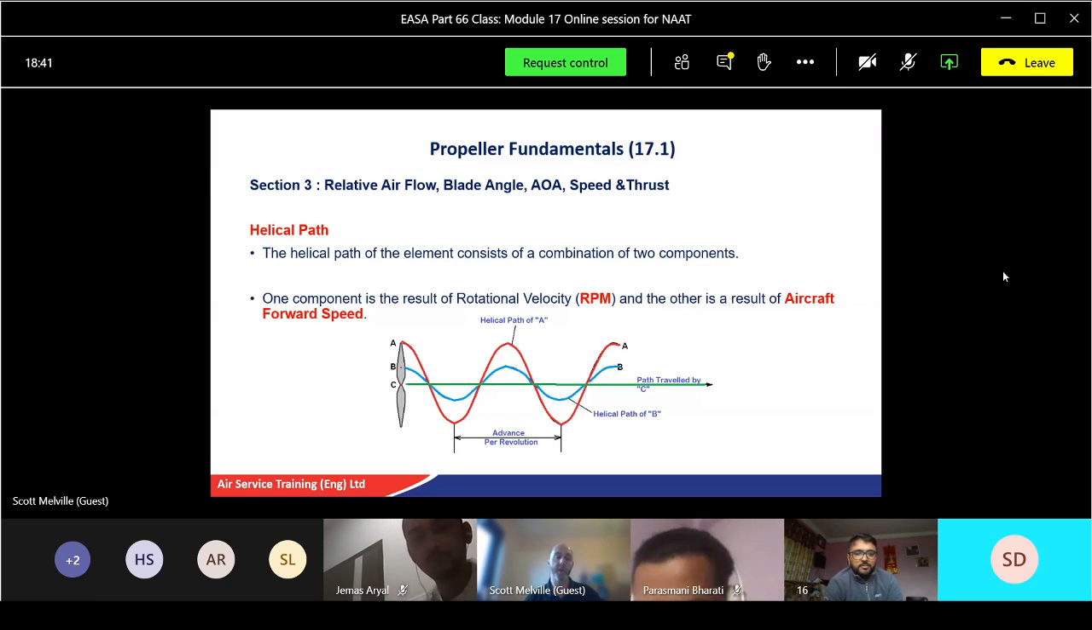Parasmani mentioned the washout, the twisting of the blade from the root to the tip, to maintain the airflow velocity along the blade. But at the tip, does the twist go down the way, or does the twist go up the way? The very end of the blade. Down, I think down. Good guess. Yeah, good man. Twist down the way.